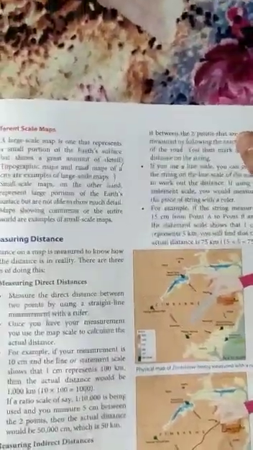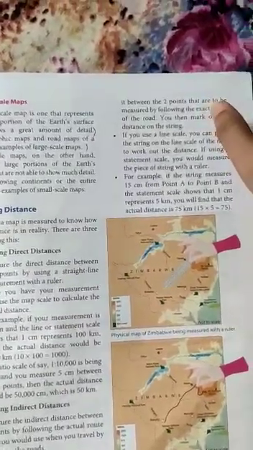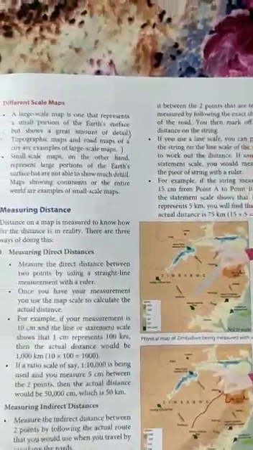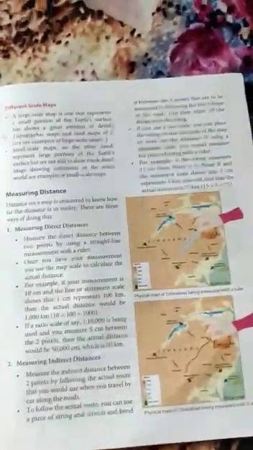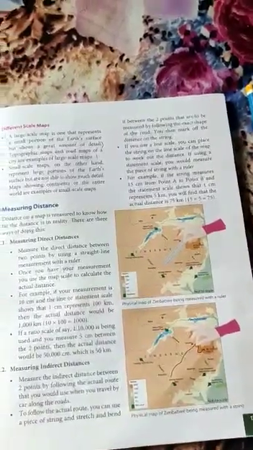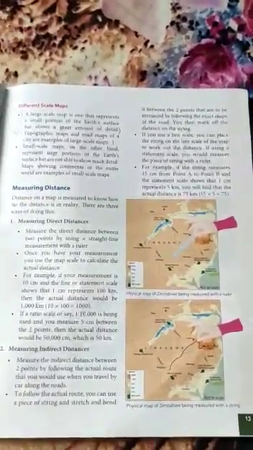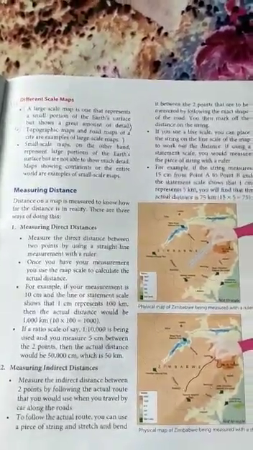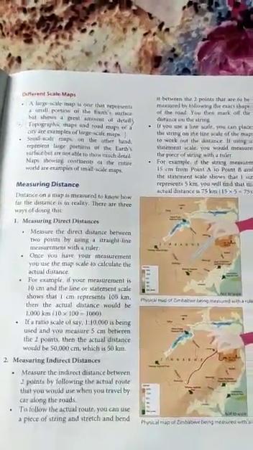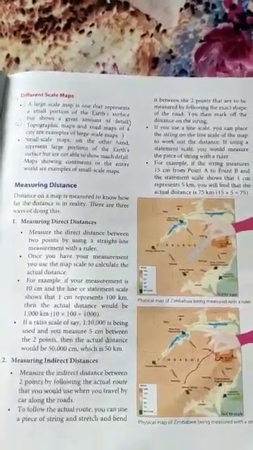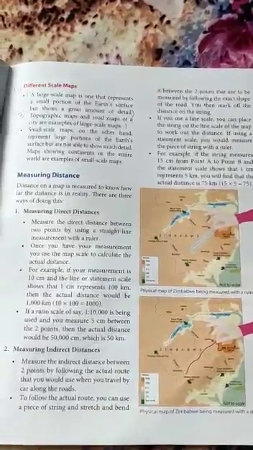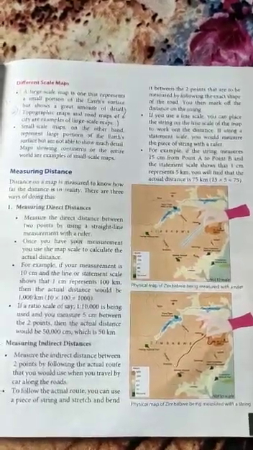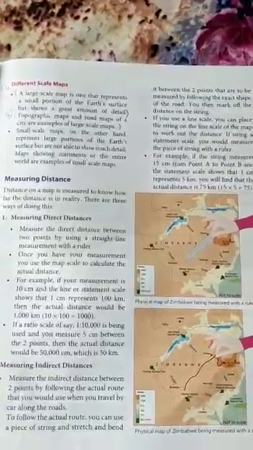For this, the first thing you need to know is that you need to measure the direct distance between 2 points by using a straight line, as they have done here, with a ruler. Then once you have done the measurement, you use the map scale to calculate the actual distance. How do you do it? For example, if your measurement is 10 centimeter, taken from the ruler, and the line or statement scale shows that 1 centimeter represents 100 kilometer, then the actual distance would be 1000 kilometer. 10 into 100 is equal to 1000.